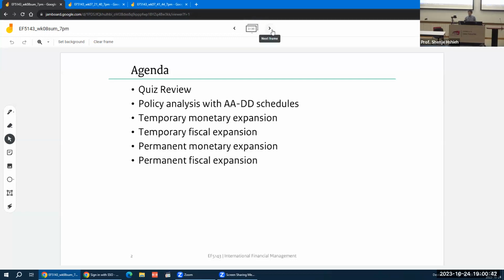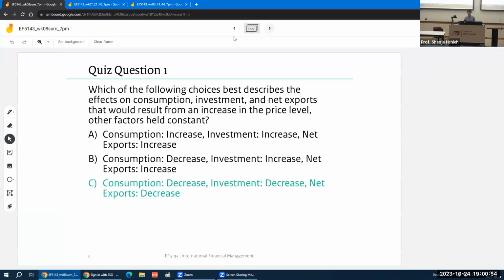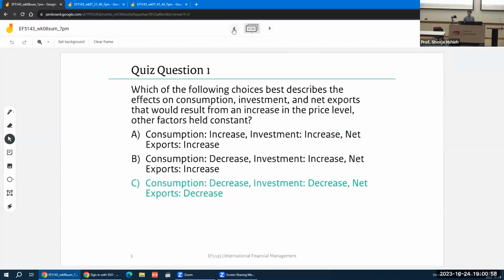So let me quickly go over the quiz. Just like the last quiz, I think all of you understood pretty much everything, and only maybe a handful of you got less than 3 points. So let me just read the questions to you now. Which of the following choices best describes the effect on consumption, investment, and net exports that would result in an increase in the price level, other factors held constant?